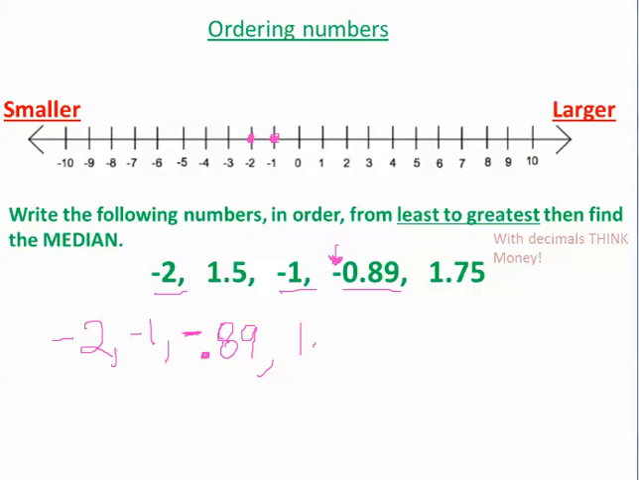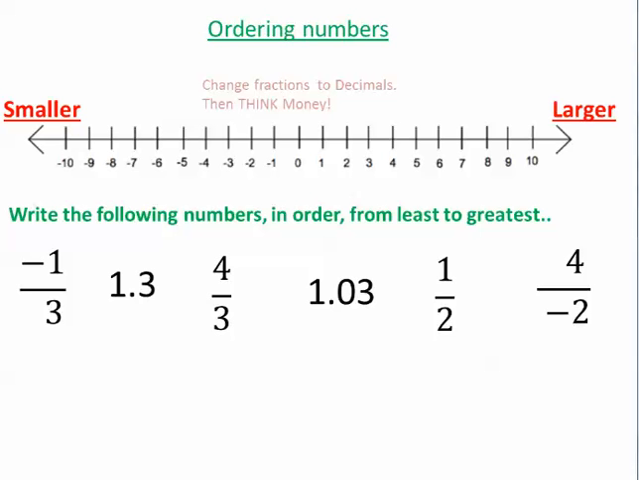Last one, 1.75, obviously a little bit bigger. And I'll go ahead and put these on here too. There's -0.89, not quite as small as -1. In other words, I'd rather owe somebody 89 cents than $1, because then I have less money if I owe somebody $1. I'm smaller. And then $1.75 is over here, close to 2, but not quite on 2. Pretty straightforward, right? Well, you need to be able to do that when you have decimals, fractions, and percent.